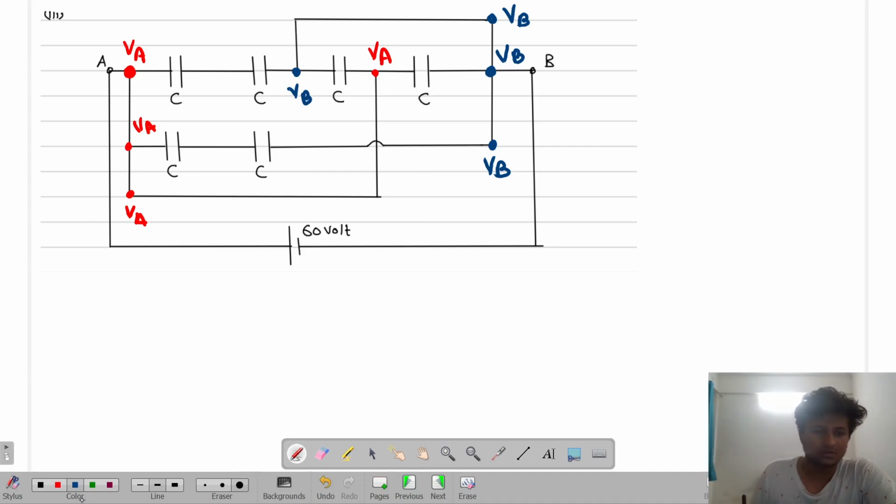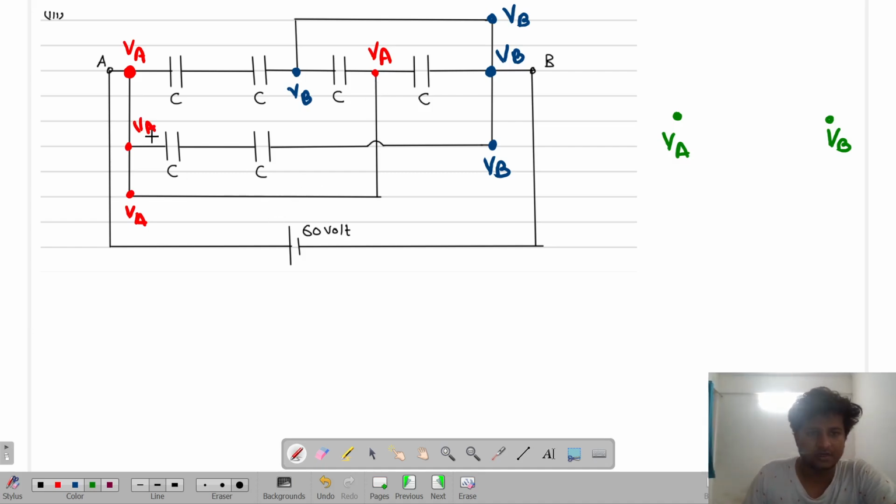Yeah. So basically, then I have to find the equivalent. This is my first step: mark all the intersections. Then write VA and VB, and go on adding the capacitors. Are you able to get me or not?